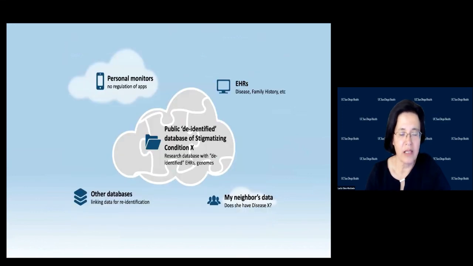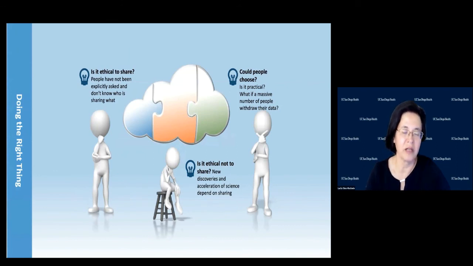So in a way, not only the entries in the database could lead to breach of privacy, but even the name of the database. If you have a public de-identified database of a certain condition that can be considered by some as stigmatizing, just having a match of the person of interest in that database would reveal that condition. And of course, by linking other data from EHRs, personal monitors, other databases, or information you know about the person of interest, that could breach privacy, which is why it's important that we think very much about how to make this data available. Is it ethical to share? Many people have not been explicitly asked and don't know who is sharing what. Is it ethical not to share, because new discoveries and acceleration of science depend on sharing? Could people choose? Is it practical?